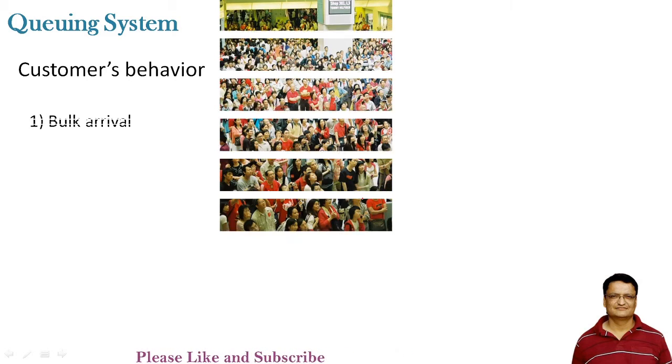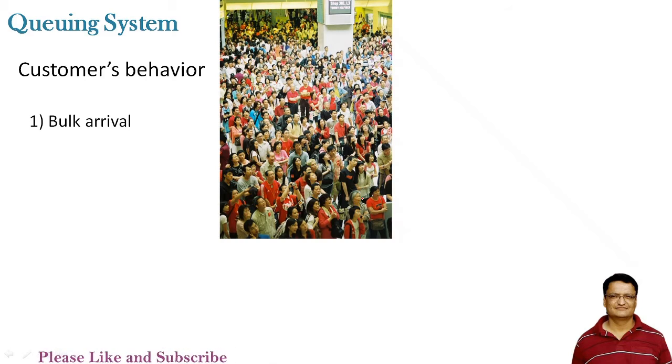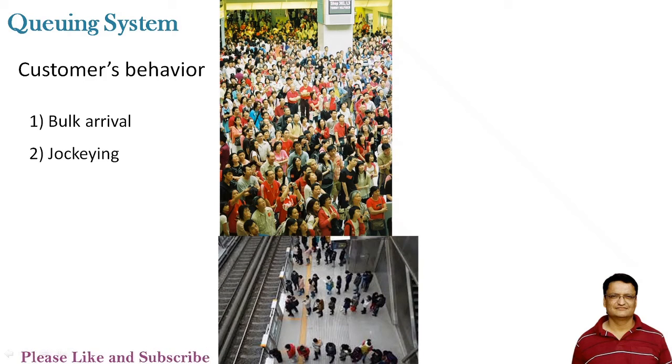Next is the customer behavior. Customers may arrive in bulk. Imagine that a famous movie is getting released and lots of customers are coming to buy the movie ticket. There could be a situation where there are a number of parallel service stations and one finds that the other queue has fewer customers, so he may try to jump from one queue to another queue. This behavior is called jockeying.